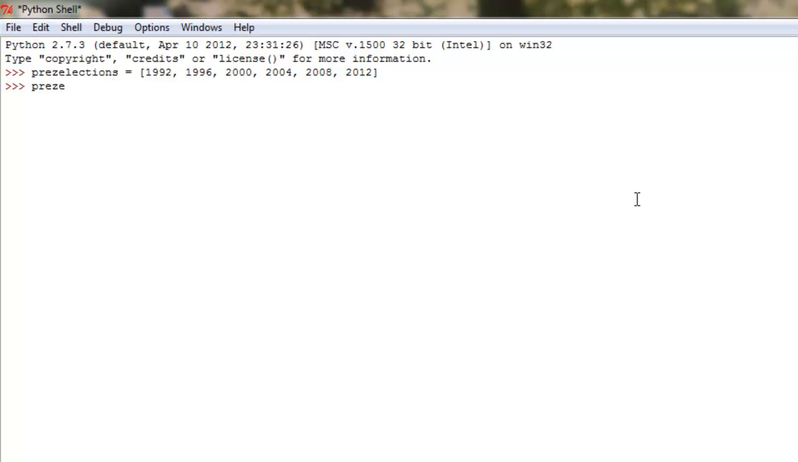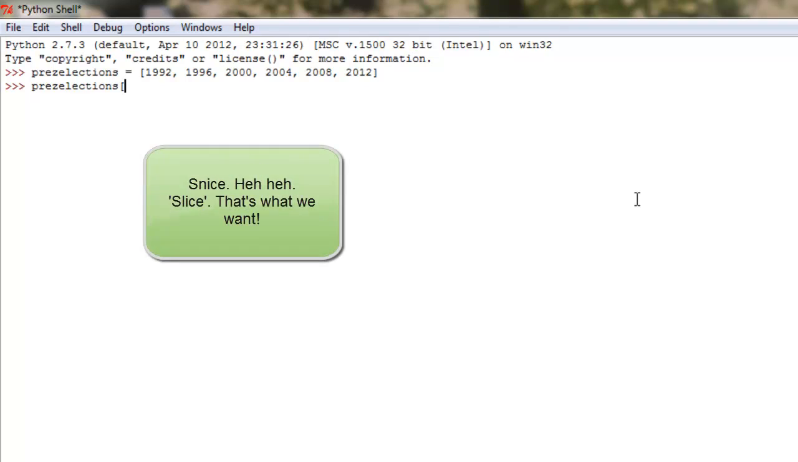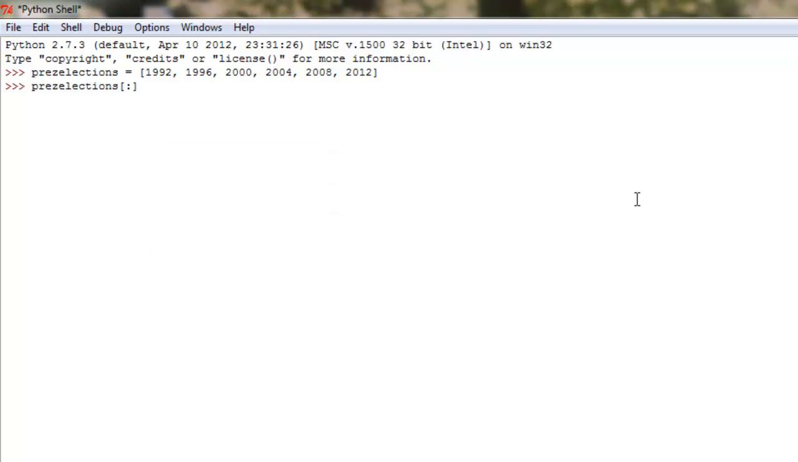Next up, we are going to take a slice out of this list by typing in one number, a colon, and another number. For example, let's go with the 1 on the left side of the colon and a 3 on the right, and then let's hit enter. And we have 1996 and 2000.